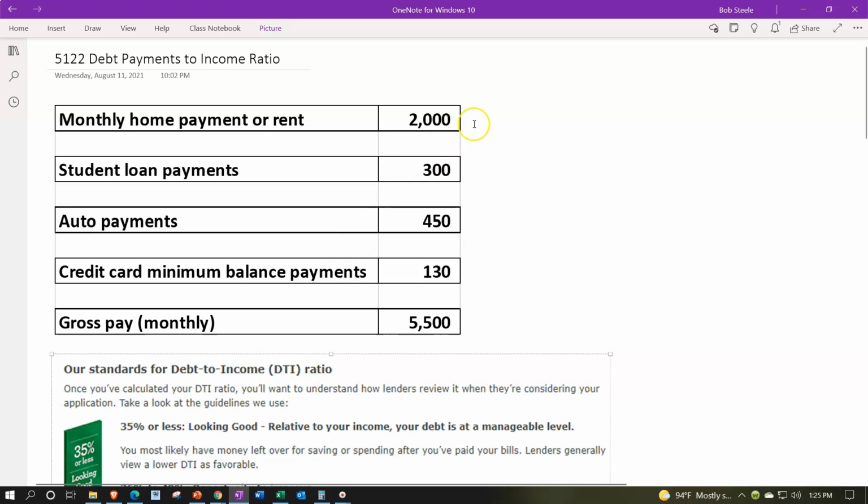So we have our information. We've got the monthly home payment or rent, which we're going to say is $2,000. That's how much we're paying for it, either the mortgage or the rent. We have the student loan payments. We're saying we're paying a monthly payment of $300. We have the auto payments. We're saying that we're paying $450. And then credit card minimum balances.